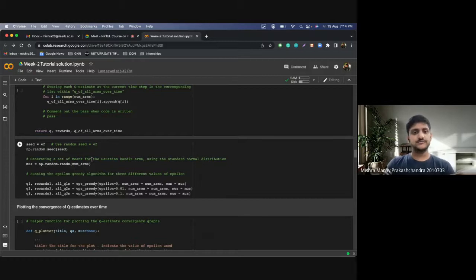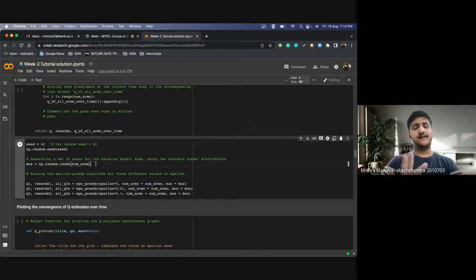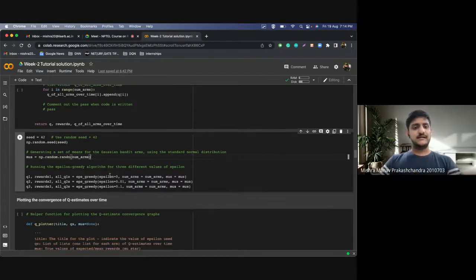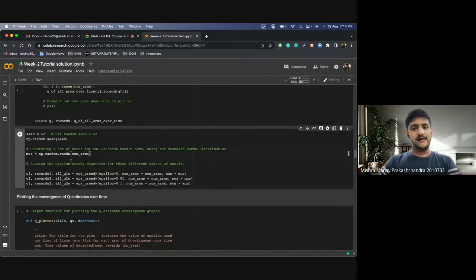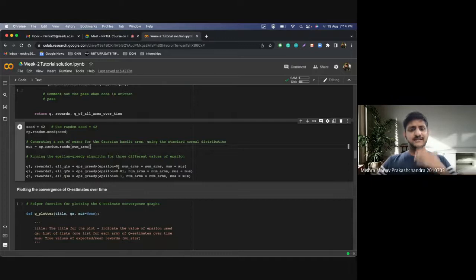And then what you do is you fix some seed values. You basically generate the mu values, or the means for the Gaussian distribution. If I have 5 arms, I do np dot random dot random of num arms, which means I'm selecting 5 random mu values. And then I run the epsilon greedy algorithm. I run it for a bunch of different epsilons. So epsilon is the parameter. I run it for epsilon equal to 0, which is the greedy strategy. Then epsilon 0.01, and then epsilon 0.1. So this is 1% exploration. This is 10% exploration.